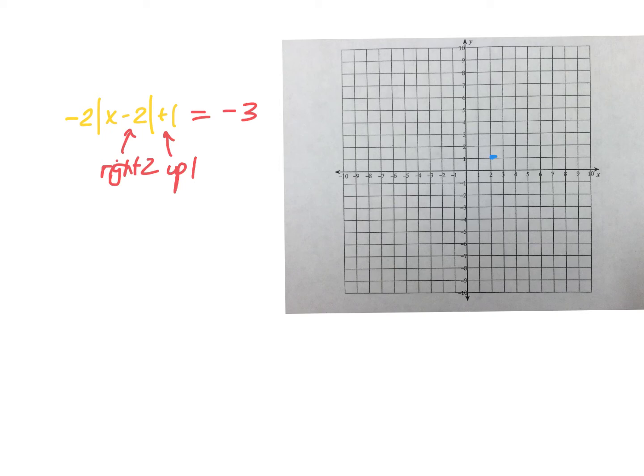Then my slope, or vertical change over horizontal change. So I'm going to go down 2 over 1, down 2 over 1, and so on. And then you want to draw your V.